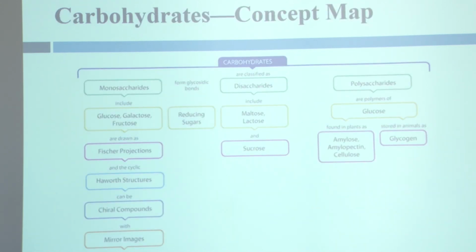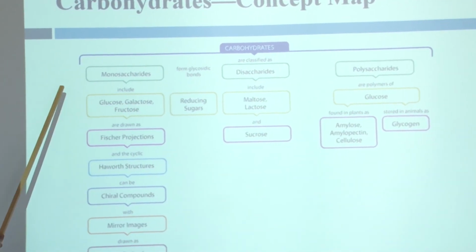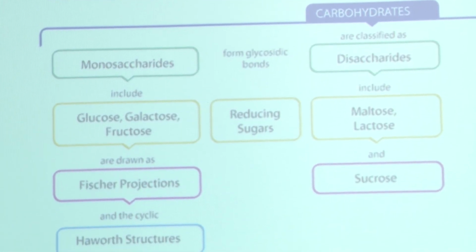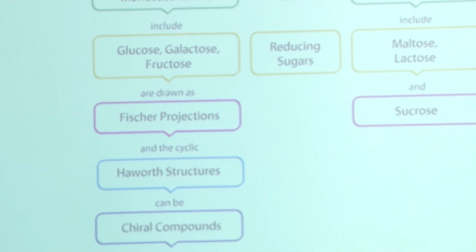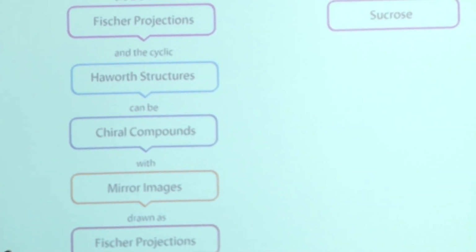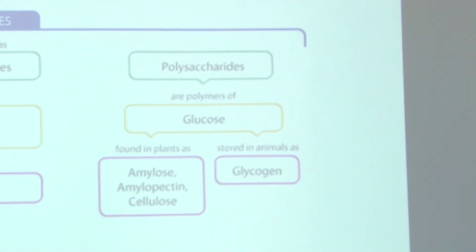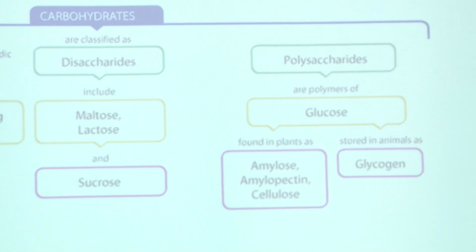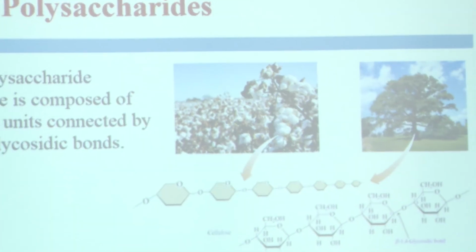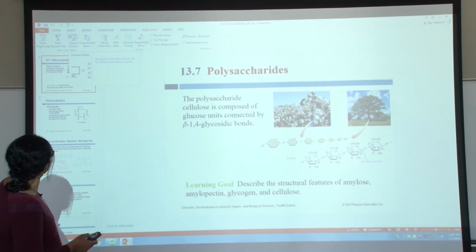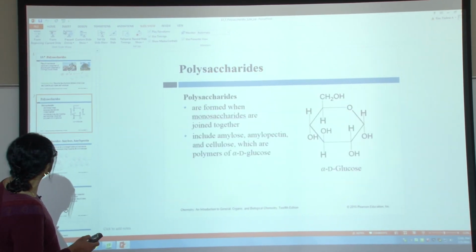So this is a concept map. The carbohydrates, all that we discussed, is a map that you will find in your book, and this will be a good way of keeping everything in one place. It's helpful for review, so please look at this map, and I think this is where we started.